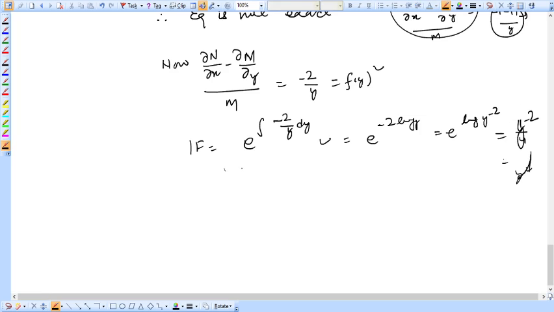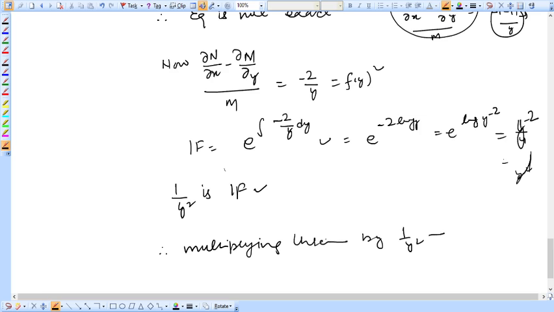Therefore 1 by y² is the integrating factor. Thus multiply the equation by 1 by y² and solving, you will get the solution. I'm leaving it to you to find its solution, because we have discussed too many problems on this sort of equation. I hope you will do it.